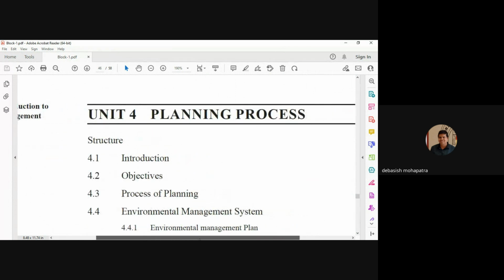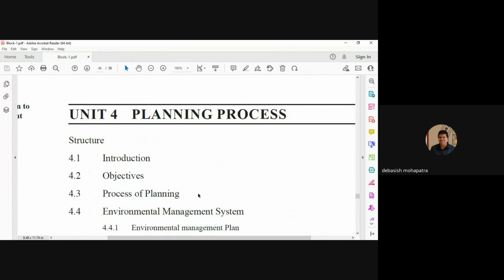Now we'll come to Unit 4, Planning Process.